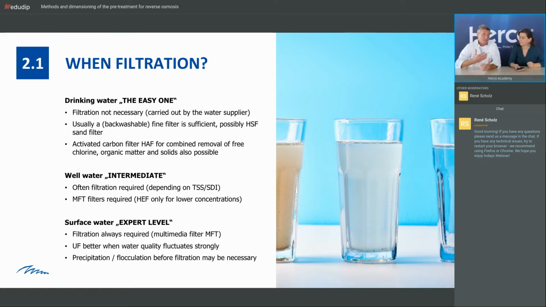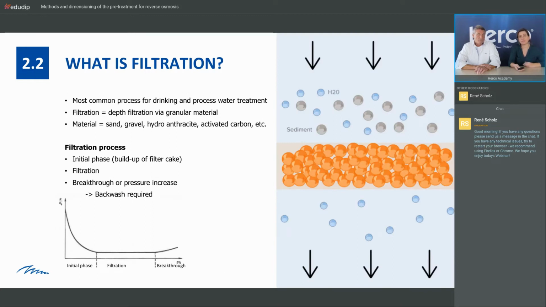Precipitation or flocculation before the filtration may be needed. Also, ultrafiltration works a lot better if you have microflocculation before the ultrafiltration. But this will not be the topic for today, because this will bring us maybe 2 hours, 3 hours, not to the end. And it's not the most common case, so we'll try to focus on the common ones. But if you guys are interested in the more advanced ones, drop us a line and we'll do a webinar on that as well.